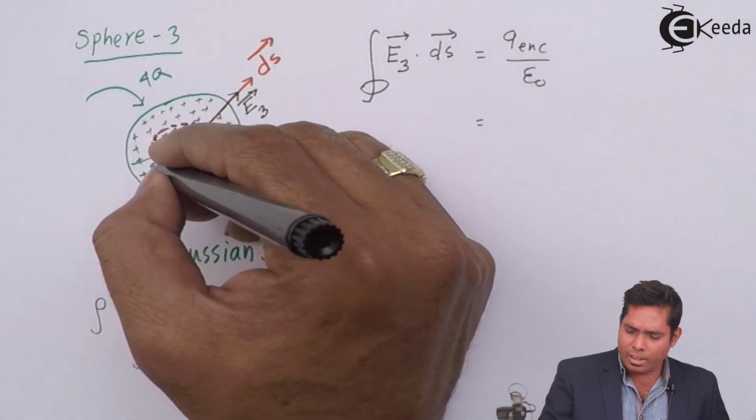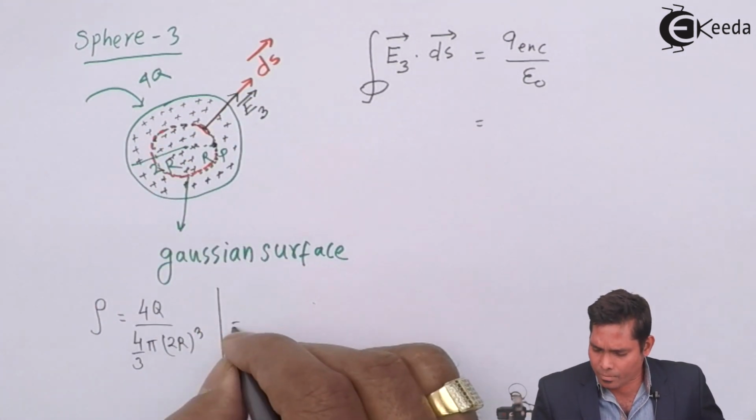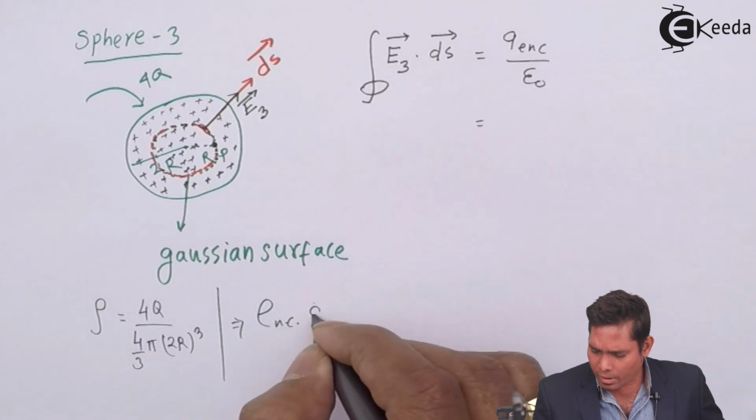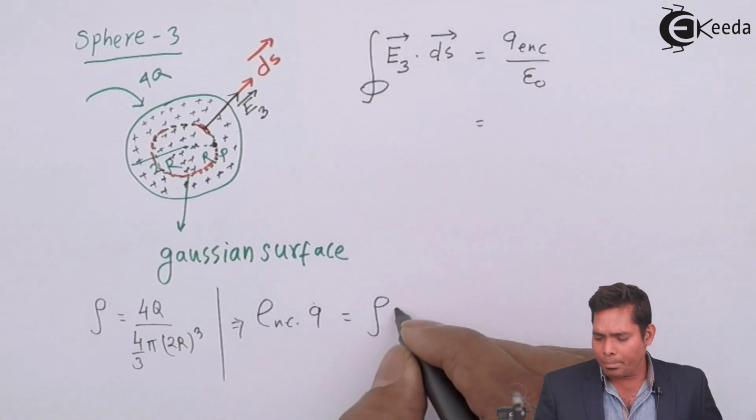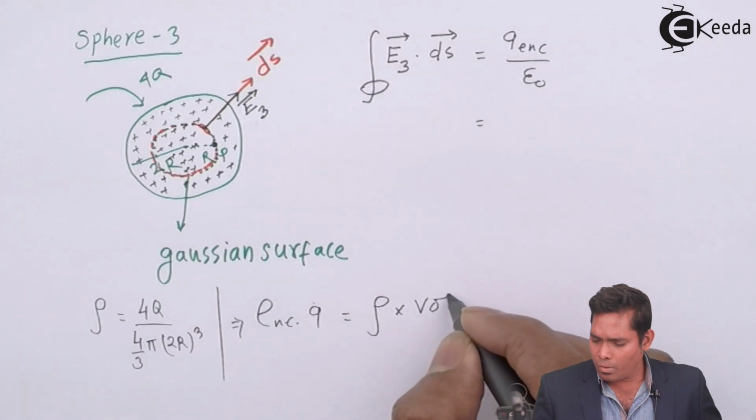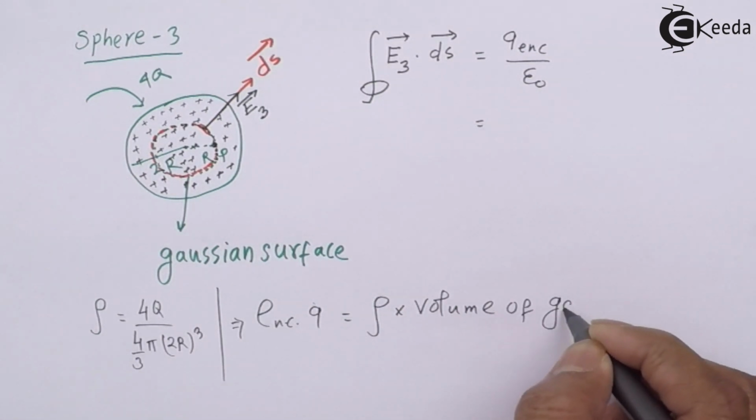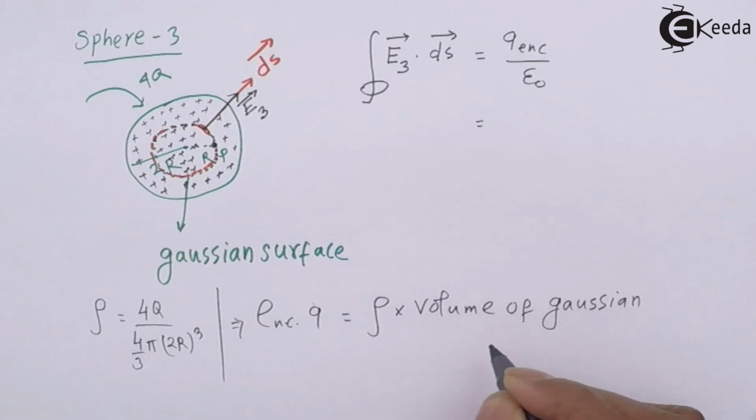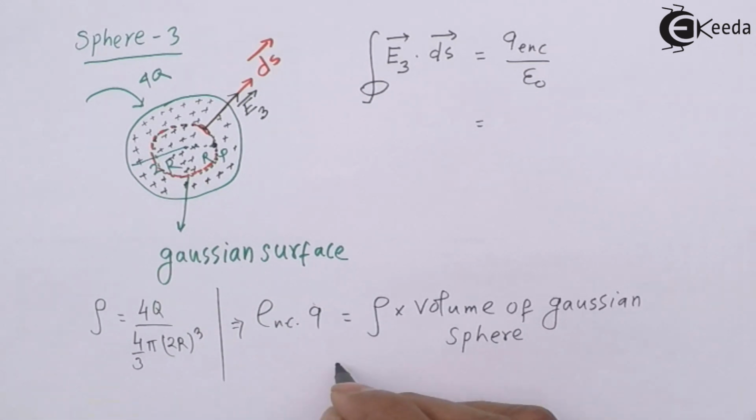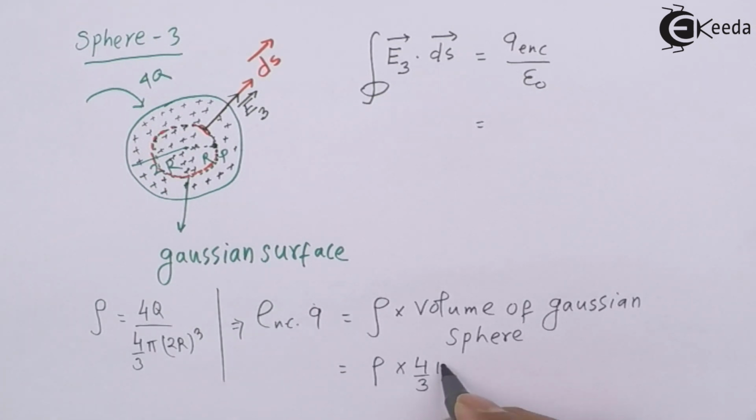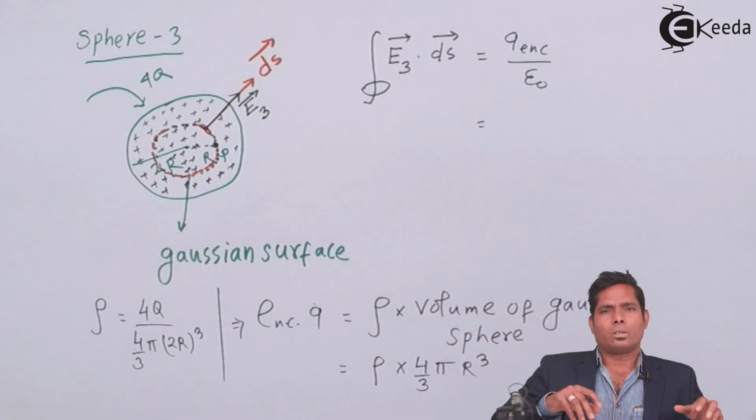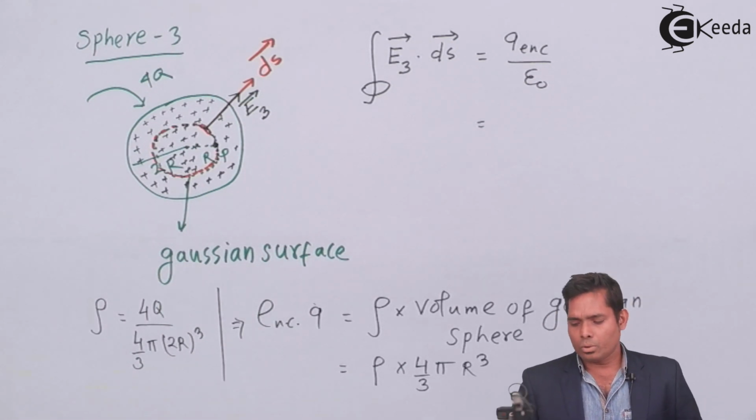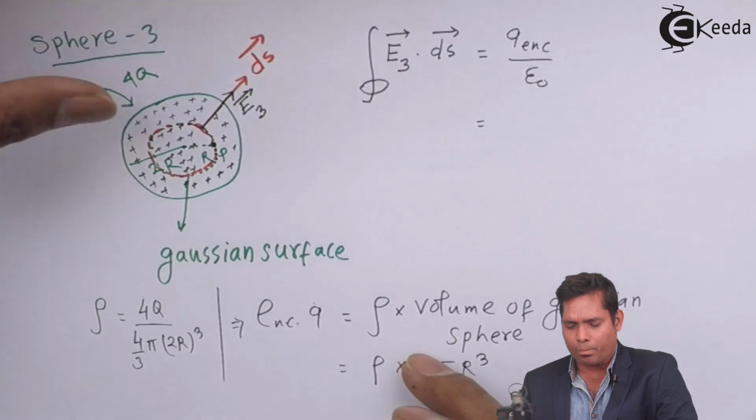If I want to find the charge enclosed here, the enclosed charge equals the volume charge density multiplied by the volume of the Gaussian sphere, which is 4 by 3 pi r cube, because r is the radius of the Gaussian sphere under consideration. Multiplying these two, we'll simplify and see how much Q enclosed we are getting.